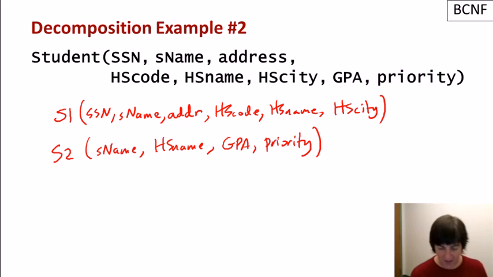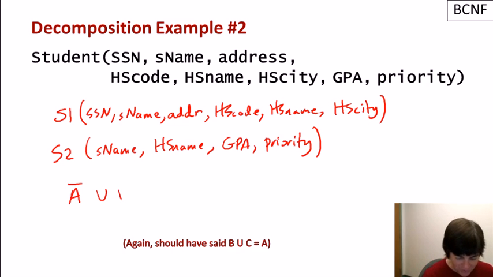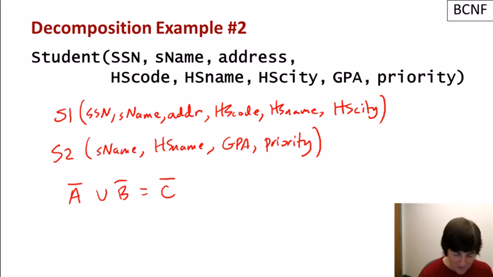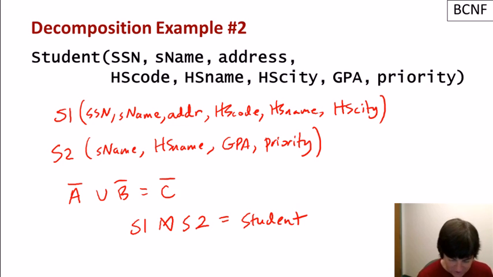So again, is this a decomposition? Well, certainly again we have the case that A union B equals C. In other words, we've captured all of the attributes of the student relation in our decomposed relation. And do we think it's the case that if we join S1 and S2, then we'll get the student relation back? And I'll put a question mark here, and of course, the answer is going to be no.